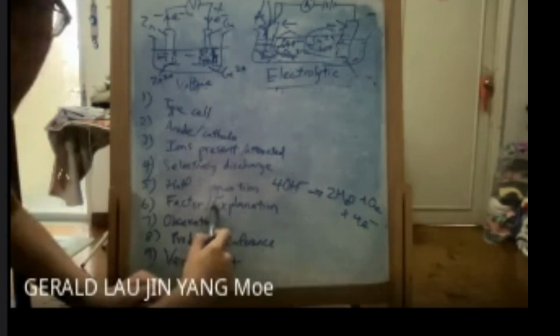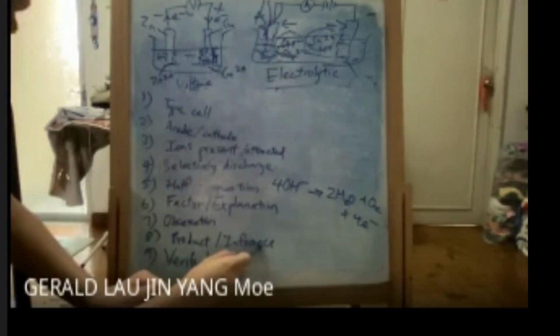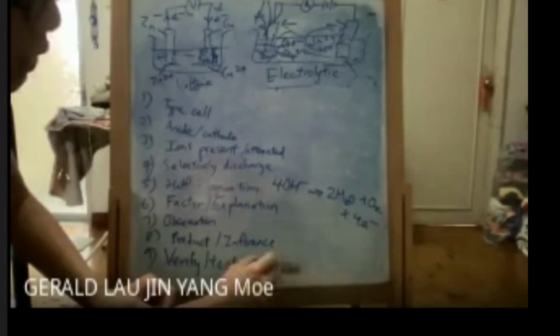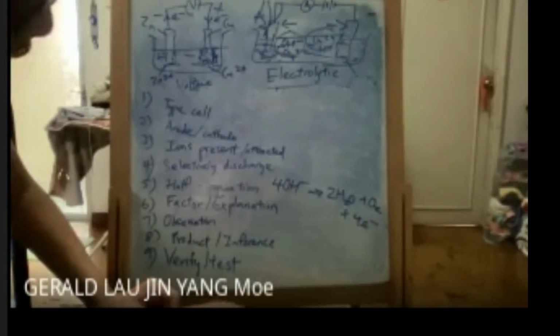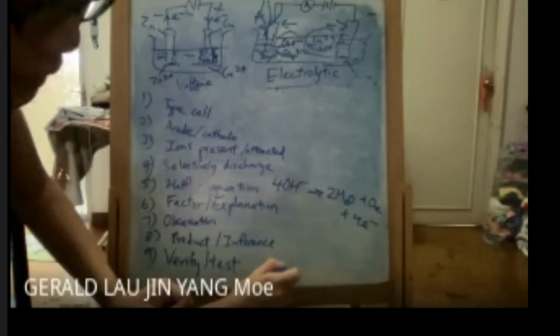Observation: what is the observation? Colorless gas bubbles released. Product or inference: what is the inference for this observation? Oxygen gas is released. How to verify? Insert a glowing wooden splinter into the mouth of the test tube, and the glowing wooden splinter ignites, or you can say rekindles. Can you understand? SPM must ask like this.